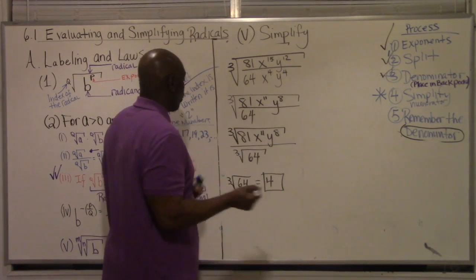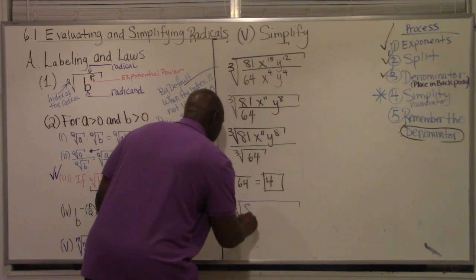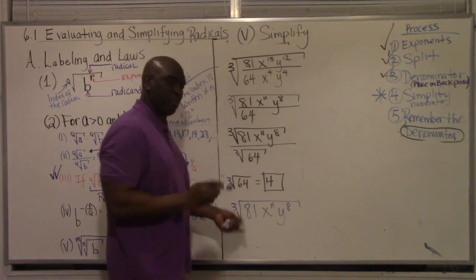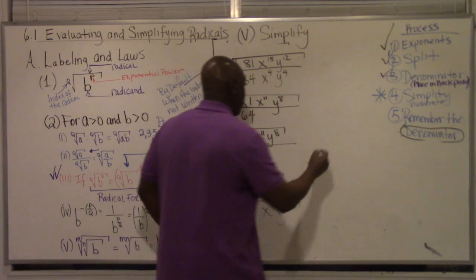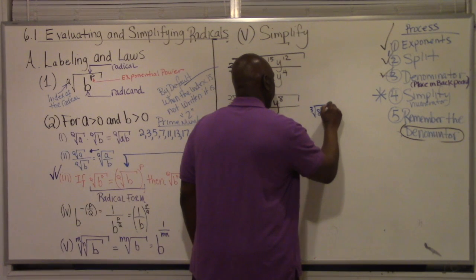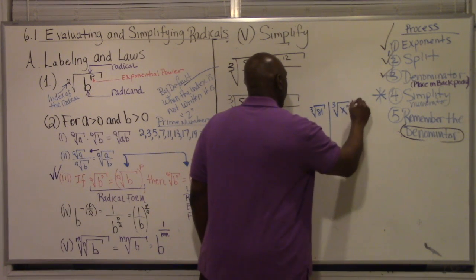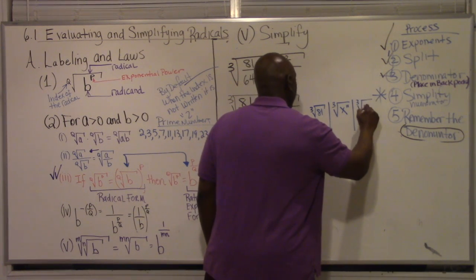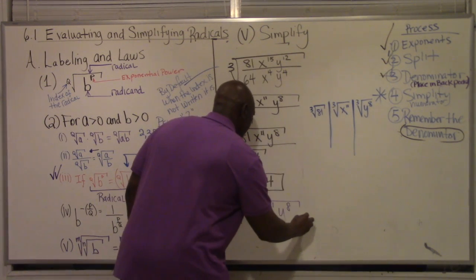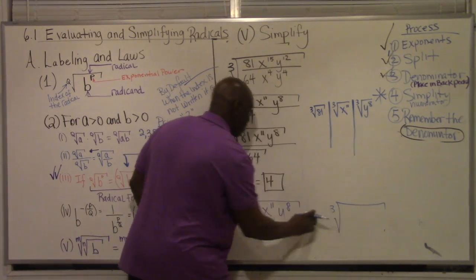All right, next step. Simplify the numerator. What is the numerator? The numerator is the cube root of 81, x to the 11th, y to the 8th. Again, split it up into 3 sections. All right, here we go. Look at the cube root of 81, look at the cube root of x to the 11th, look at the cube root of y to the 8th. Three sections here, split it up, so we can see what goes in or what stays out.